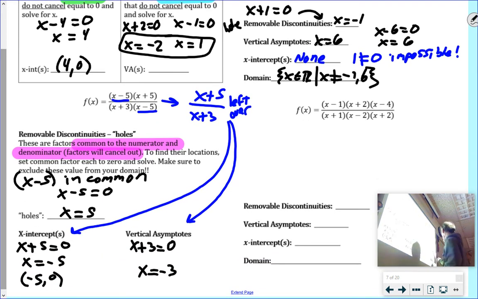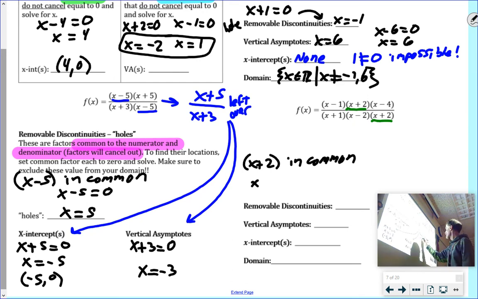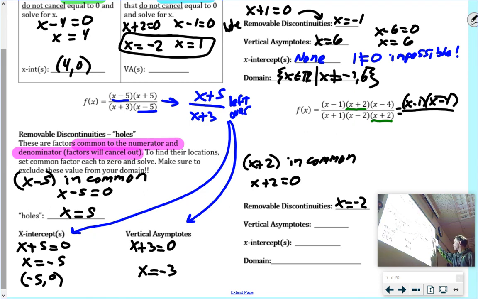And then for the last one, we do the exact same thing. What do they have in common? In this case, they have the x plus 2 in common. So that means that equal to 0, so that your hole is going to be at x equals negative 2. You write out what's left over. So what's left over in this case would be x minus 1, x minus 4 over x plus 1 and x minus 2.